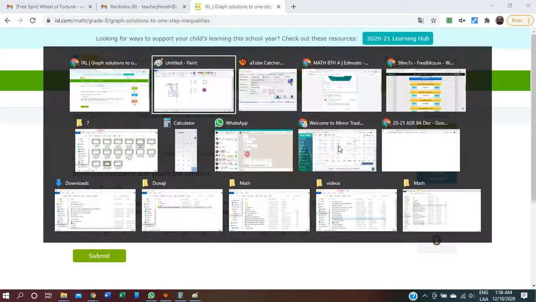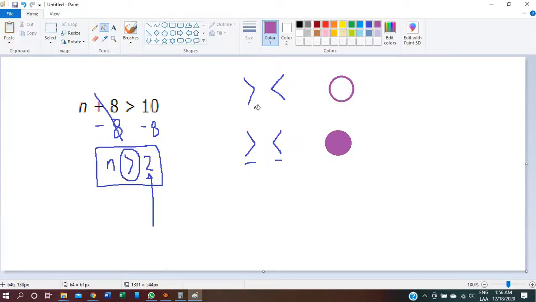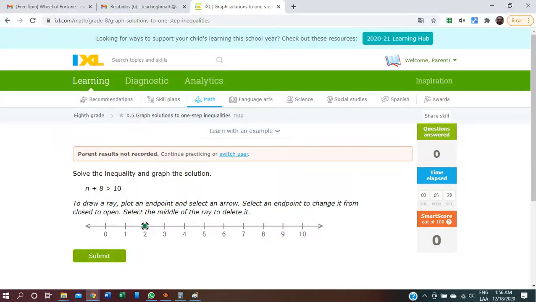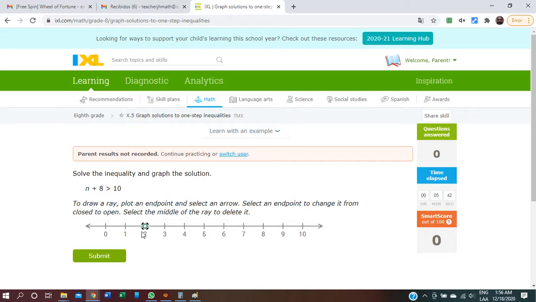Okay, so we said that the important number is 2, so we click on 2. Because there is no line below the symbol, we need an empty circle, so we click on it again. It means that number 2 is not included in the solution. Okay, it has to be a number that is greater than 2. Greater than 2 means that we go to the right and we click at the very end of the arrow. Okay, this is what we have to do.